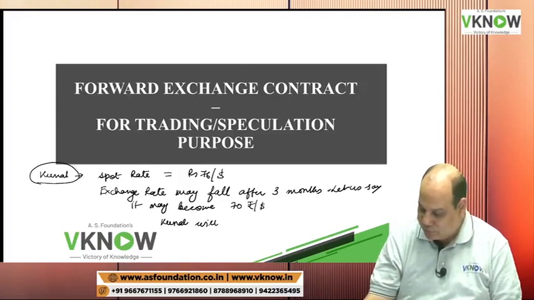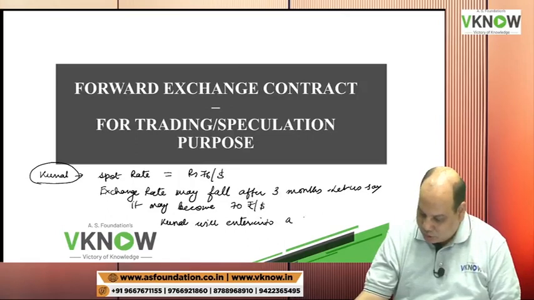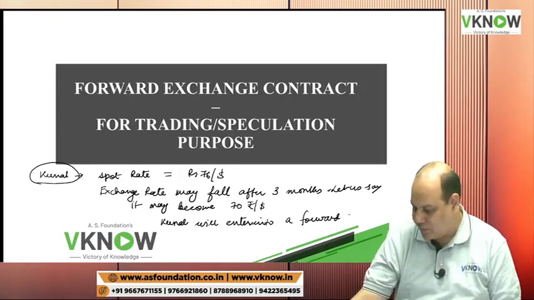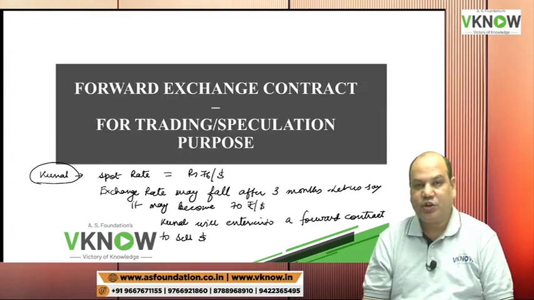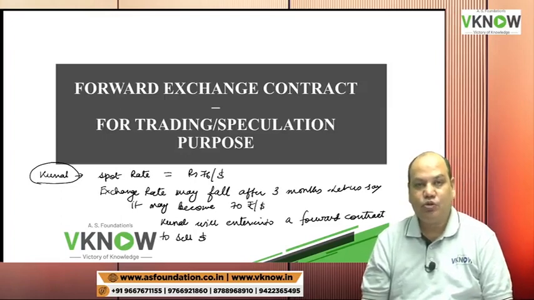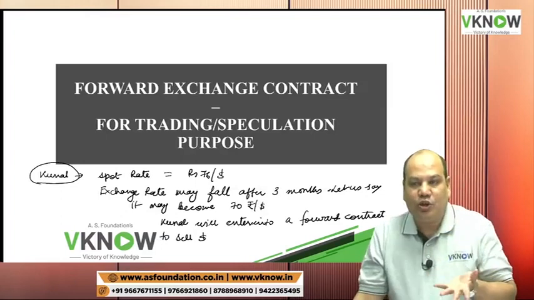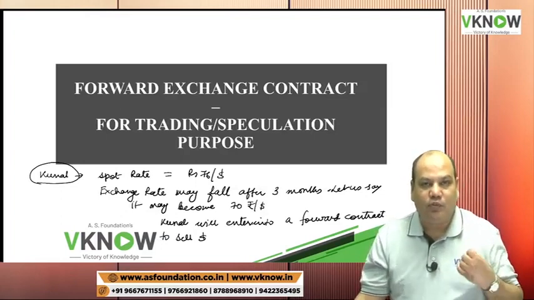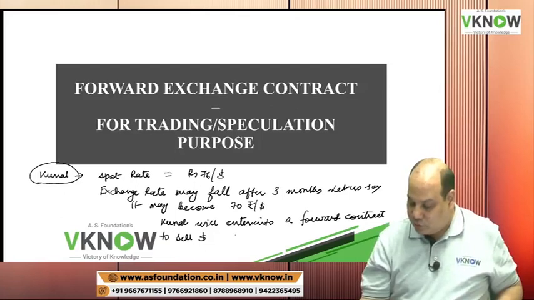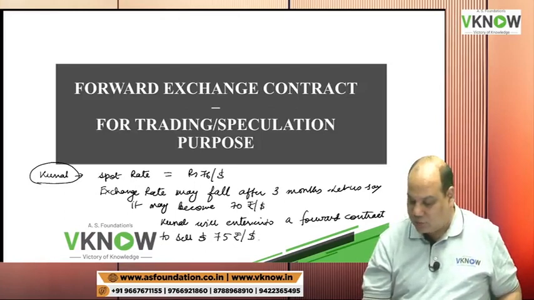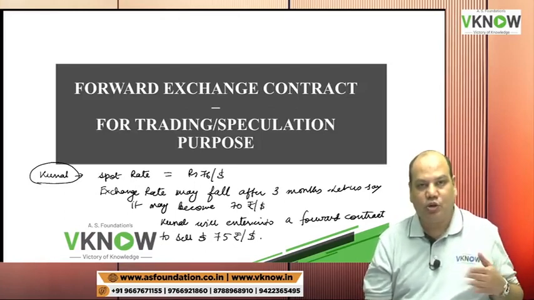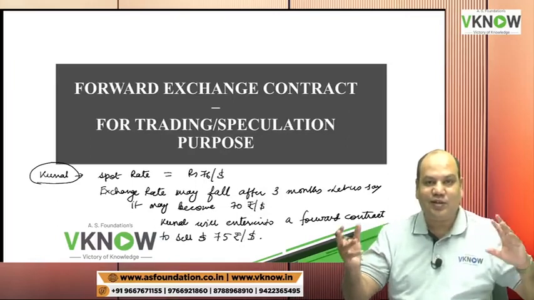Kunal will enter into a forward contract to sell dollar because he is expecting the rate will fall. Kunal goes to a forex dealer. He says, I want to sell you dollar after 3 months. At what rate you are willing to buy? So forex dealer says, I am willing to buy at 75 rupees per dollar after 3 months. You can come, you can sell me dollar at 75. Oh, Kunal is dancing now.